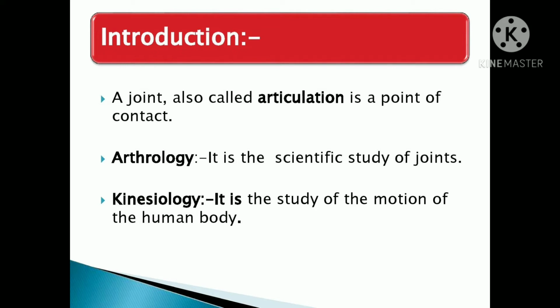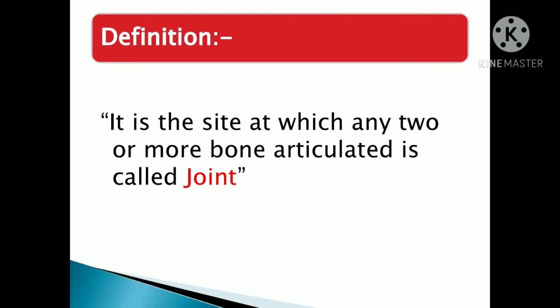So a joint is called an articulation, that is a point of contact. The study of the joints is arthrology and the study of motion of the human body is kinesiology. Let us see the definition of a joint. It is the site at which two or more bones articulate. That means we call it a joint.